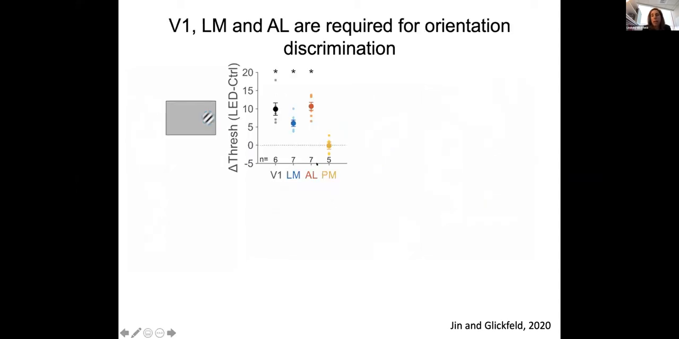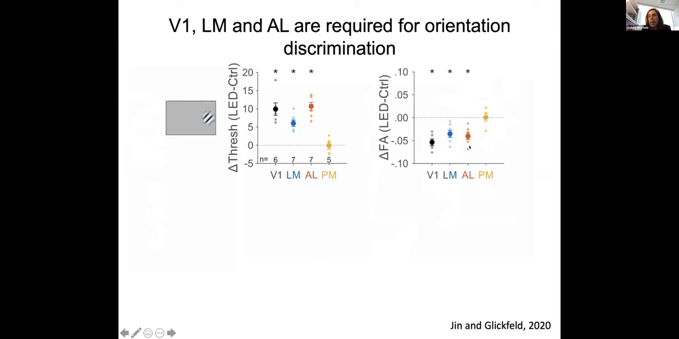Here is data from many mice as we're silencing each of these different areas. And indeed what we find is if we suppress V1, LM, or AL, we get a robust increase in these animals' thresholds, suggesting that all three of these areas are really important for the animal to be doing this task. However, suppression of PM doesn't seem to have any effect at all. Similarly, if we look at the false alarm rate, again, we see that suppression of V1, LM, and AL all reduce the animal's false alarm rate while there's no effect of PM.